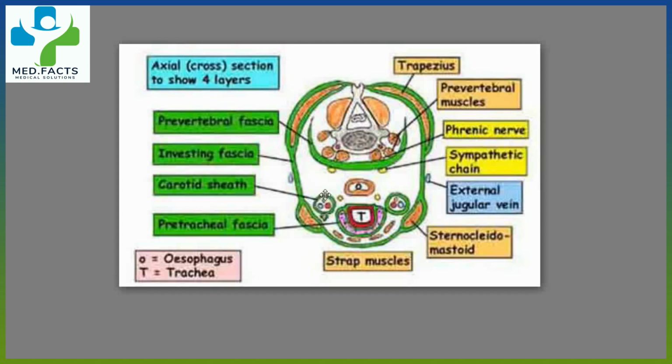You've got the pretracheal fascia, which encloses the larynx, trachea, thyroid gland and esophagus, so the viscera of the neck. And you've got the prevertebral fascia around the cervical vertebrae and the associated deep muscles, scalene muscles and prevertebral muscles. So that's the organisation of the neck.